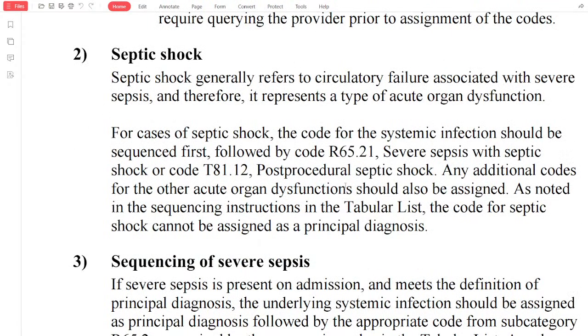Next is septic shock. Septic shock generally refers to circulatory failure associated with severe sepsis, and therefore it represents a type of acute organ dysfunction. For cases of septic shock, the code for systemic infection should be sequenced first, followed by the R65.21 severe sepsis with septic shock code, T81.12, post-procedural septic shock. Any additional codes for other acute organ dysfunction should also be assigned. As noted in the sequencing instruction in the Tabular List, the code for septic shock cannot be assigned as the principal diagnosis code. So, do not code septic shock directly. First of all, you have to code R65.21. Only after that, the septic shock code, and if any acute organ dysfunction is mentioned, you have to code the acute organ dysfunction also.